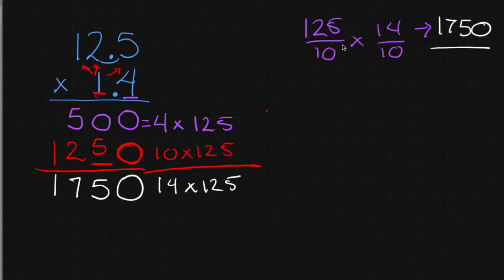Now let's look at our numerator. A tenth times a tenth is a hundredth. So my decimal is going to go right there. So I see a tenth and a hundredth place.